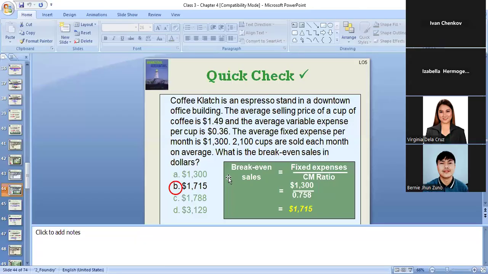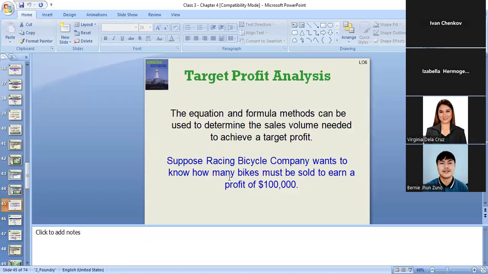Let's see what the slide says. In this case, it should be the same. $1,715. It will be our break-even point in our sales.